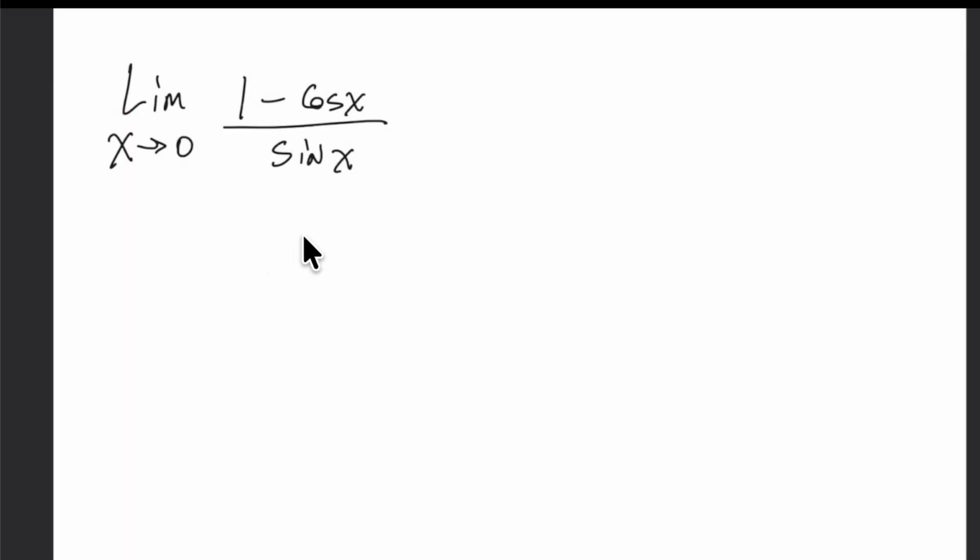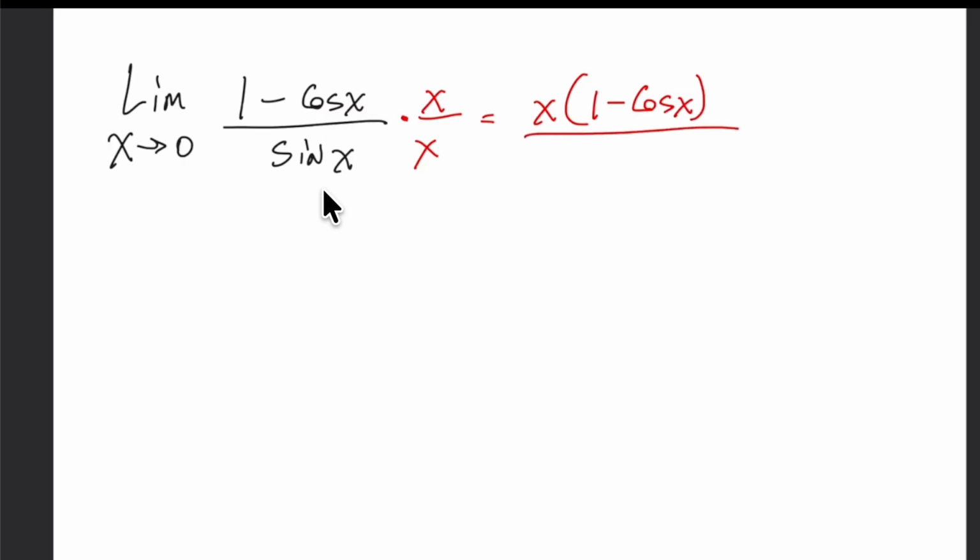Next, we have this limit, and we recognize this might be a big 5 limit hidden in here. We're going to 0. We got 1 minus cosine x. We recognize that. So let's go ahead and multiply top and bottom by x over x. That's going to yield x times 1 minus cosine x in the numerator. And in the denominator, we're going to have the sine of x times x. So we recognize these as two separate big 5 limits. This one goes to 0, and this one goes to 1.